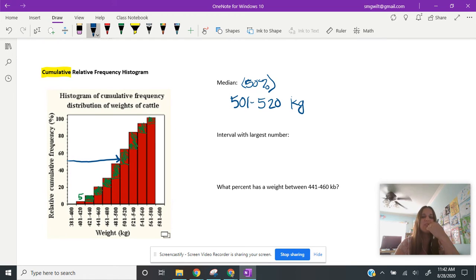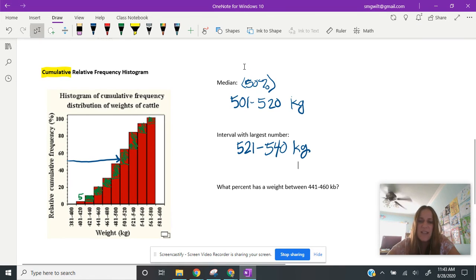The interval with the largest number of values means that it's the one with the largest gap. I'm going to just say, because I'm going to do this without calculating. Again, you should calculate if you're taking the quiz. Let's just say that that's the next one, the 521 to 540 kilograms. Okay, so the key is that it's the largest gap ultimately. Because it's cumulative, it's only that top portion. So whatever that top portion of the bar is, you're looking for which of those is largest.